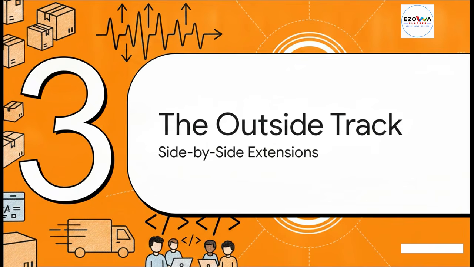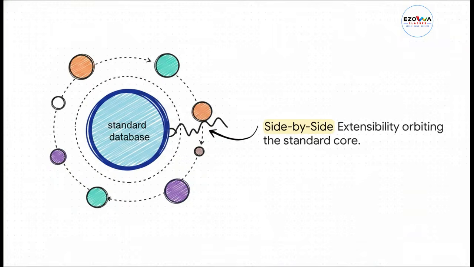Okay, let's shift gears to part three, the outside track. What about apps that require frequent shipments, massive elasticity, or maybe you have non-ABAP developers on your team? That is exactly where we use side-by-side extensibility. In this model, it's like your custom logic and extensions are simply orbiting the standard core, rather than being tangled up inside it. They operate completely independently from the core database.